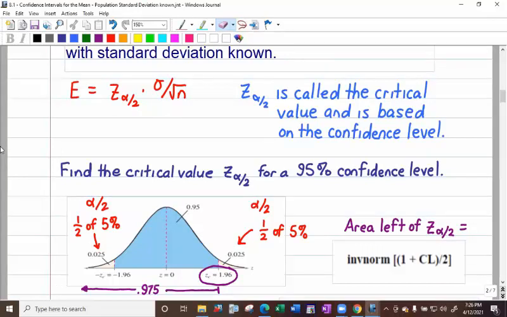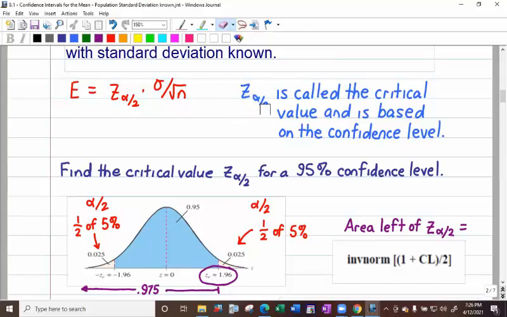Now, even though the population standard deviation says it's known, it could still be estimated, but you don't have to worry about that. They just have to tell you which standard deviation is being used, whether it's population or sample. This section is all population.